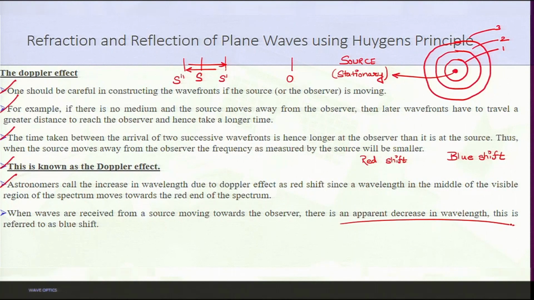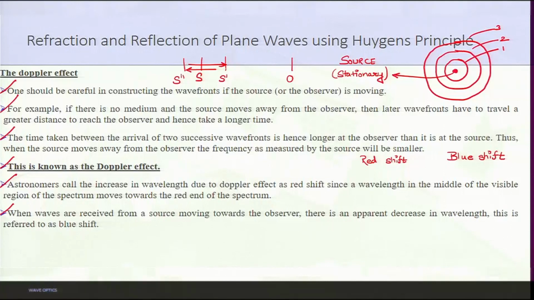So, first of all, what we are doing is we are trying to increase the distance between the source and the observer. This time in the last line we are trying to decrease the distance between the source and the observer. So, when there was an increase in the distance, the increase in the wavelength was happening, and when we try to decrease the distance, then the decrease in the wavelength is happening. So, when the waves are received from a source moving towards the observer, there is an apparent decrease in the wavelength. This is based on blue shift.